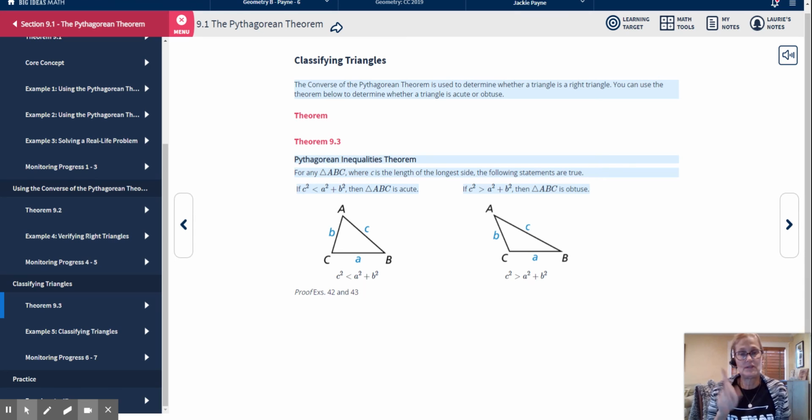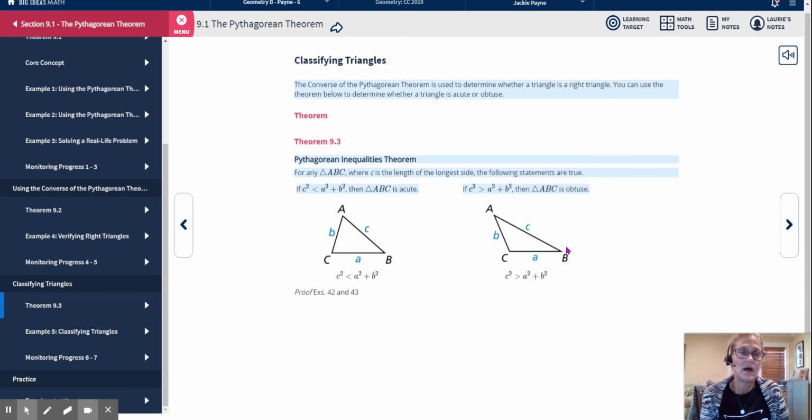So if c squared, your longest side, is less than the two other sides squared, a squared plus b squared, then ABC is acute. That means it's smaller than 90. If c squared, the longest side, is greater than a squared plus b squared, then ABC is obtuse, because the angle C has to be greater than 90 degrees.